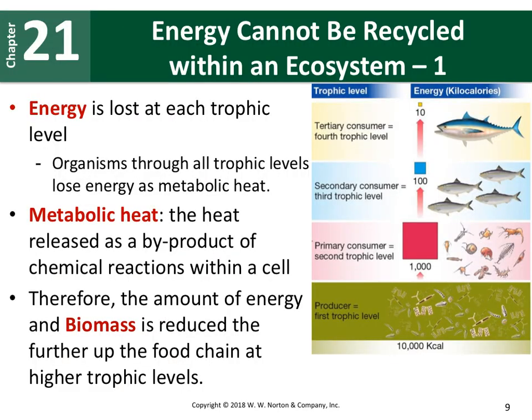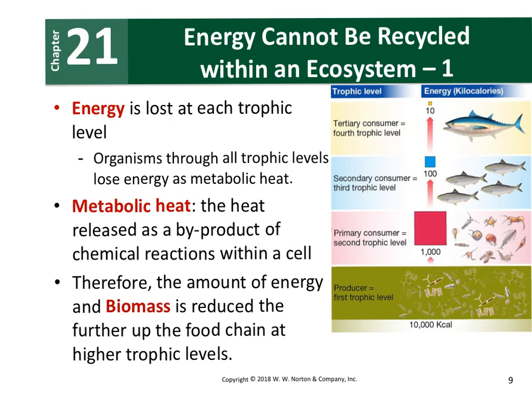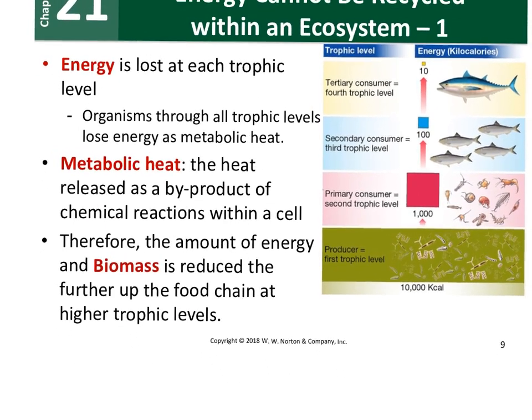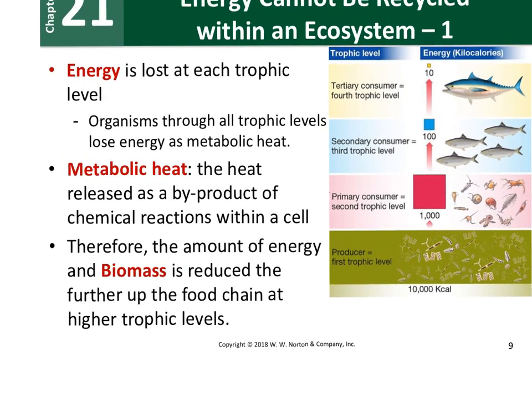Okay, so energy is lost at each trophic level, as I mentioned before, and it's through metabolic heat, and it's released as a byproduct of all the chemical reactions, including, if you remember, cellular respiration, which breaks down carbohydrates and other things and produces ATP for the cells. In other words, you take glucose, you break it down, you turn it into ATP, and the cells can work.